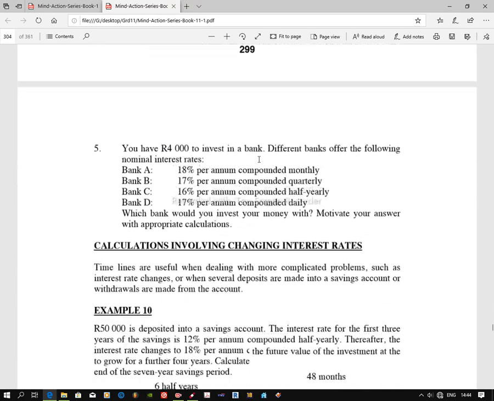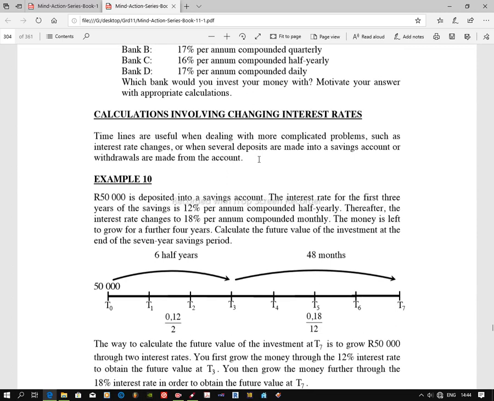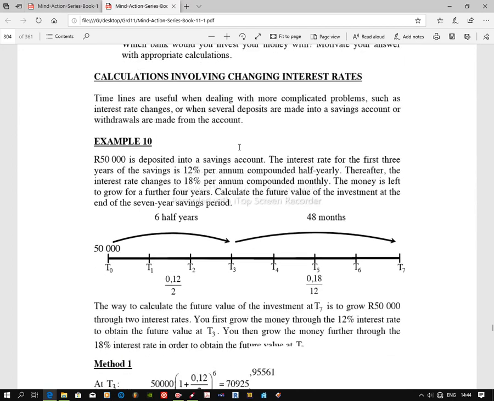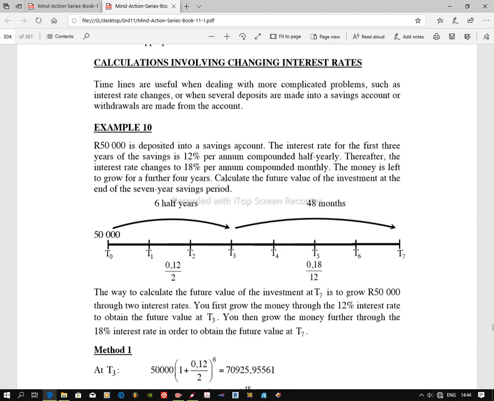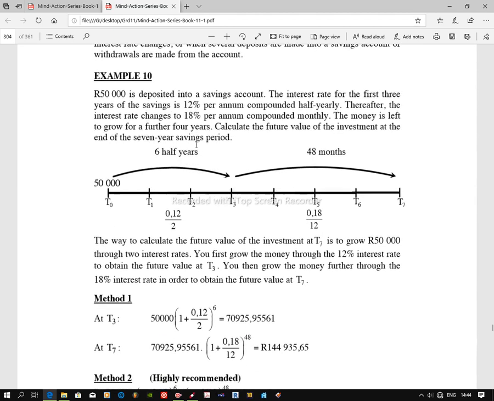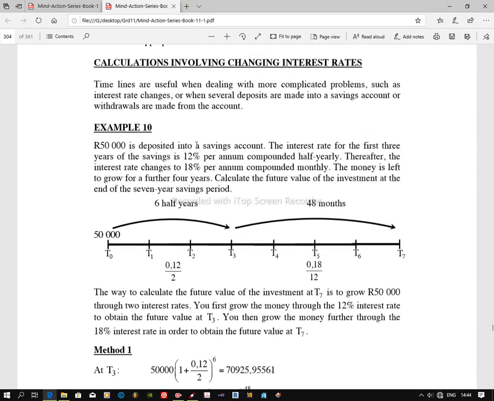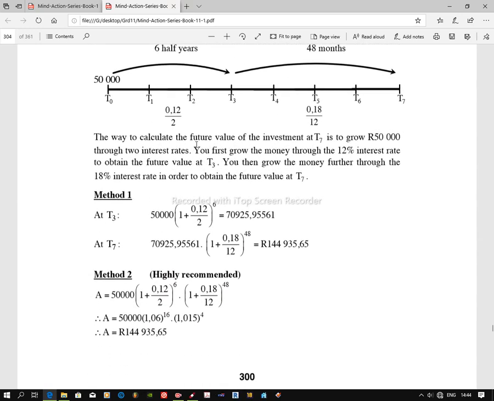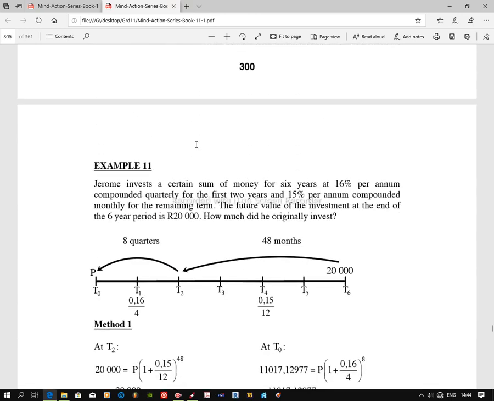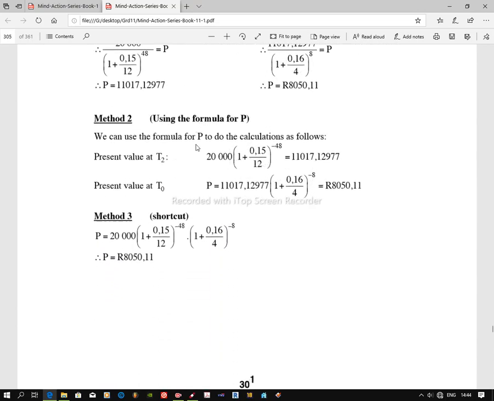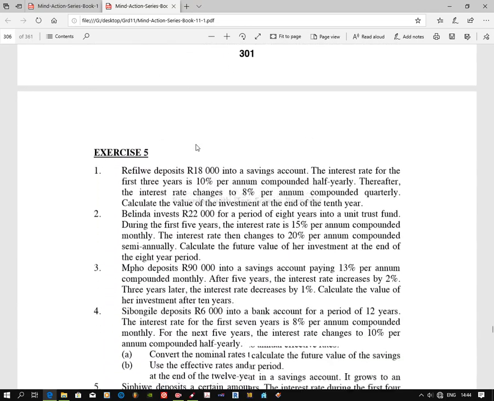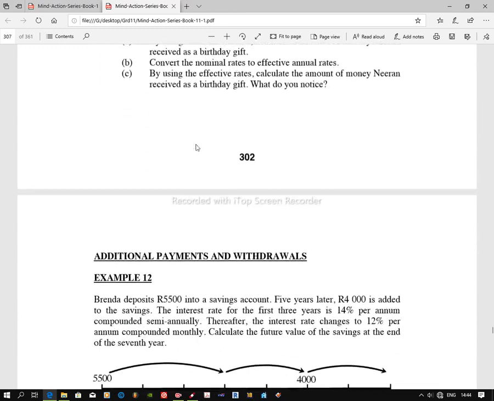So it's easy. The last thing that is left here is calculations involving changes in interest rate. You have to use a timeline here, as easy as it is. There it is, guys. You can just simply go through these examples, finding P. I don't think it's difficult for you guys.